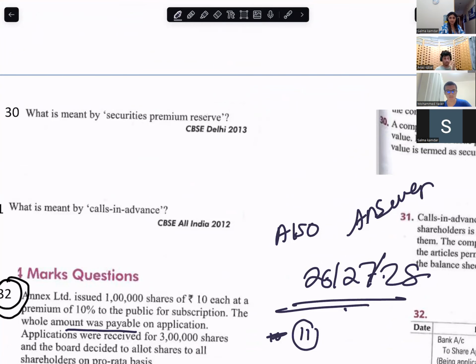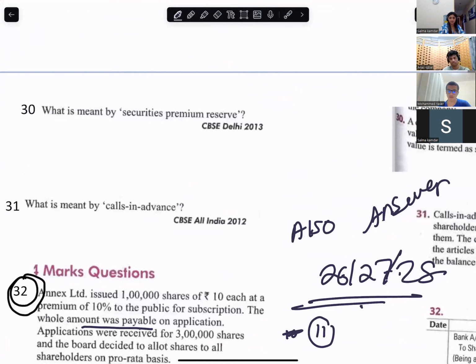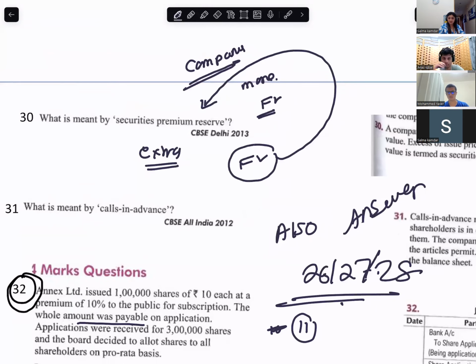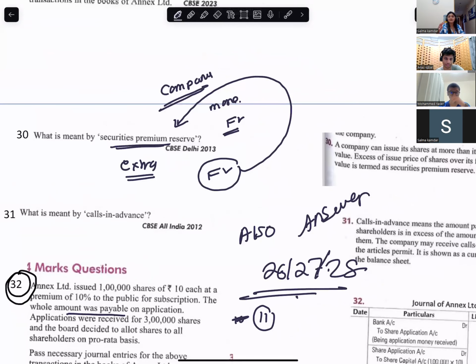Securities premium reserve is the extra amount we receive when the company is giving shares to its shareholders at more than the face value. The extra amount that you receive over and above the face value is transferred to a reserve, which is called securities premium reserve.